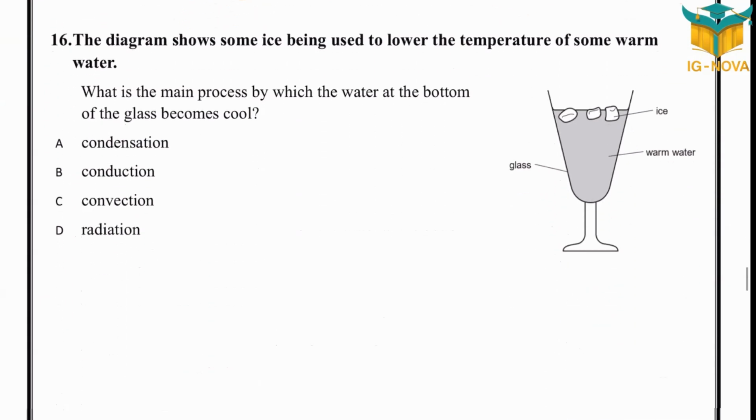Question 16. The same question, I think we solved it in question 2 or 3. The main process by which the water at the bottom of the glass becomes cool is convection, a circular motion from the circular movement of both molecules and particles.